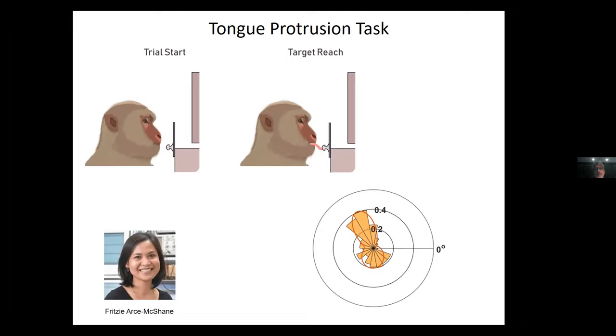So that's a completely different end effector. It's the tongue, and we see the same thing. We're also looking at other tasks, such as a hand task, which is just pinching using just the thumb and the index finger. We see the same phenomenon.